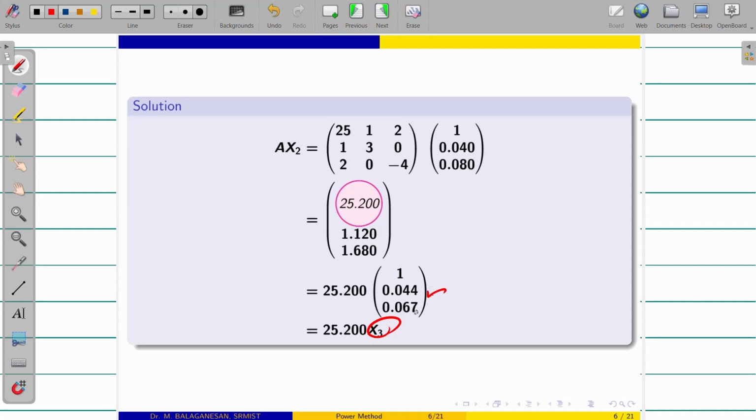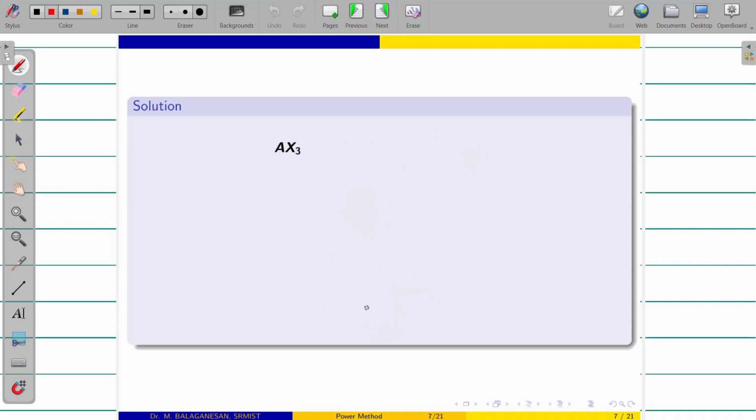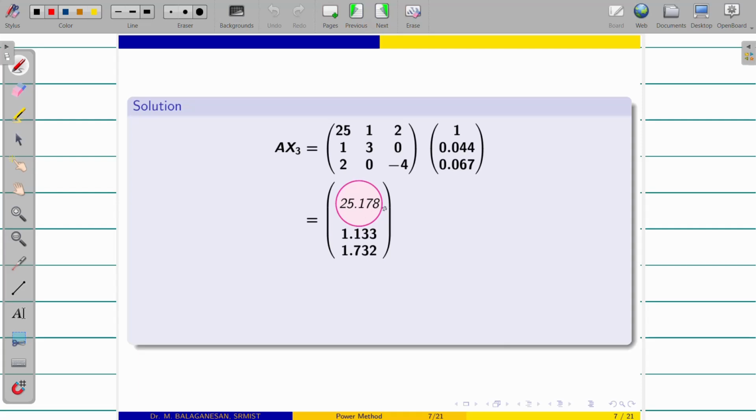So when can I stop the steps? It should converge to the eigenvalue. You will get the repeated values here; until then you have to continue the iterative process. Right. Now A into x3. The A matrix and this x3 matrix, multiply both. So this is the largest value. I have circled it. That value you have to take as common, 25.178, and divide the new values by 25.178. So this value we will get.